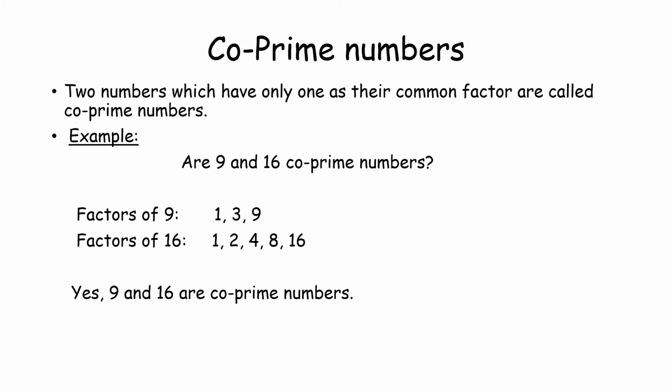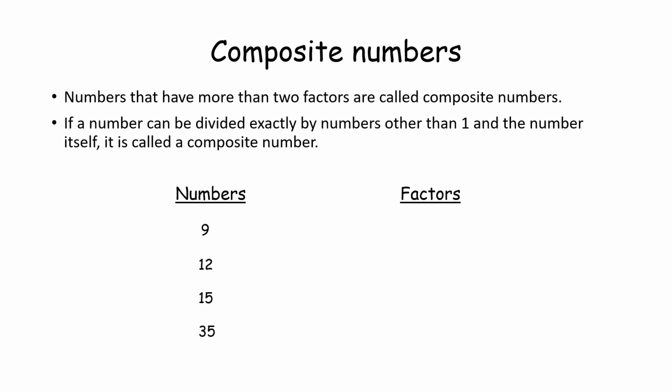Now let's move to composite numbers. The numbers that have more than 2 factors are called composite numbers. It means the numbers which are not prime numbers are called composite numbers. If a number can be divided exactly by numbers other than 1 and the number itself, it is called a composite number. For example, if we write the factors of 9, what will it be?